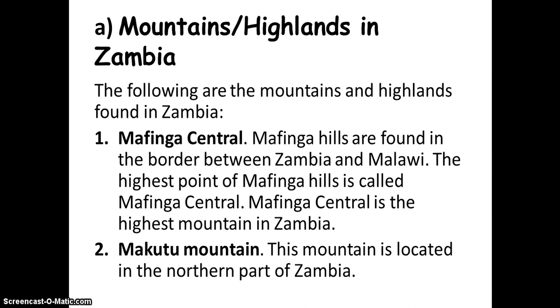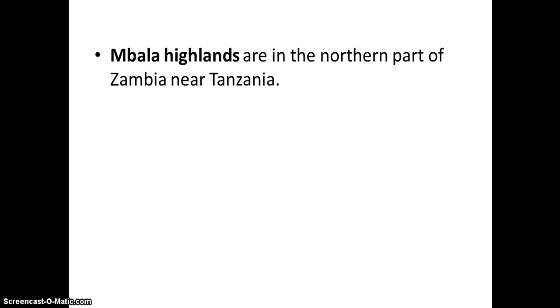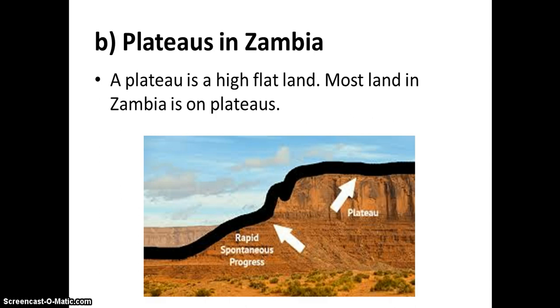The other mountain we find in Zambia is the Makutu Mountain. This mountain is located in the northern part of Zambia. And then we have the Mbala Highlands, which are in the northern part of Zambia near Tanzania. Right, now let's move on to another physical feature, and that is plateau. We have different plateaus in Zambia, but first let us understand what a plateau is.